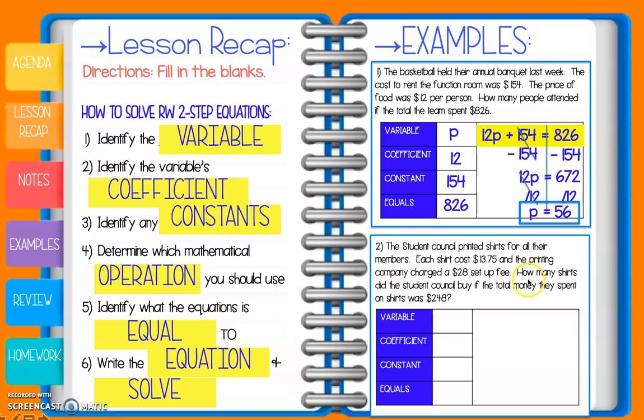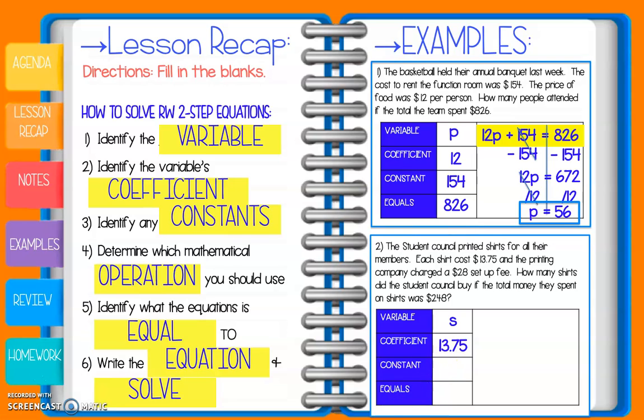And our variable here is how many shirts. So I'm going to use an S to represent shirts. Now we're looking to see if our variable has a coefficient. Are we multiplying our variable by anything? And if you look, it says each shirt cost. So we know that we're going to multiply each shirt by $13.75.